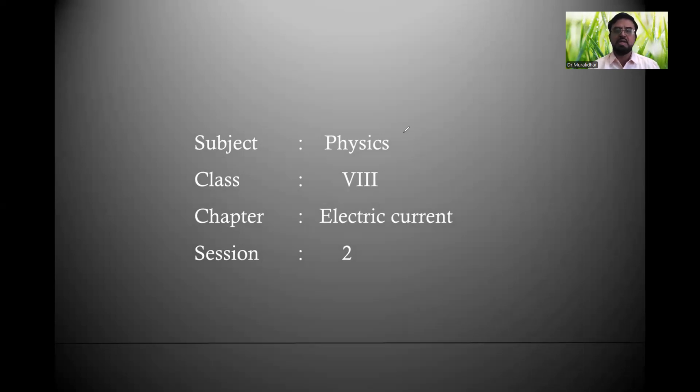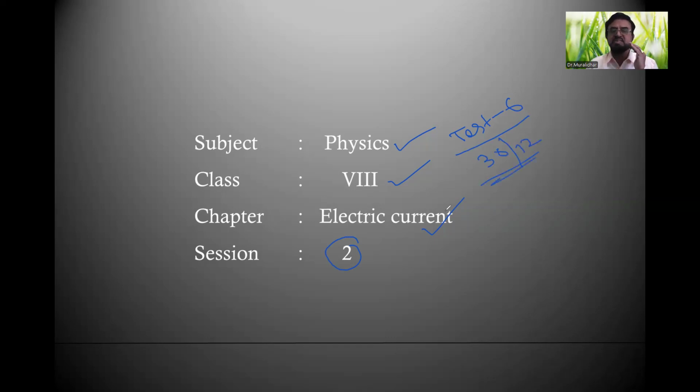As you are all well aware, and you can see on the screen, my subject is physics. We are in class 8th, our ongoing chapter, electric current. That is chapter number 6. Today we are entering session number 2. This chapter is the syllabus for test number 6, which is on 30th December.